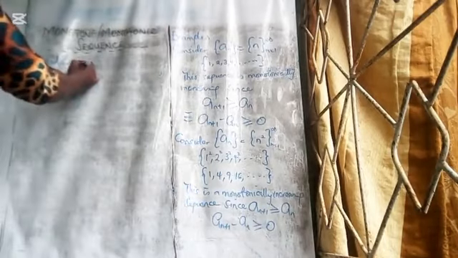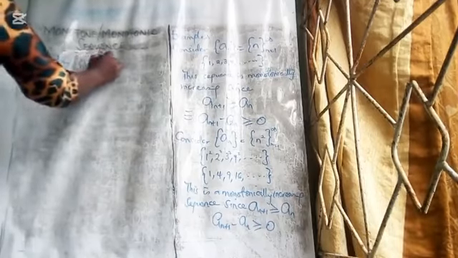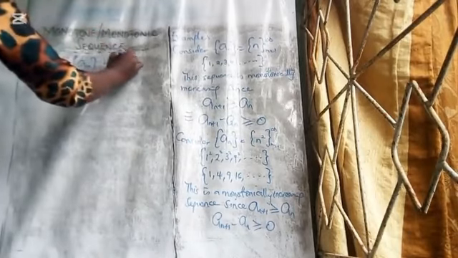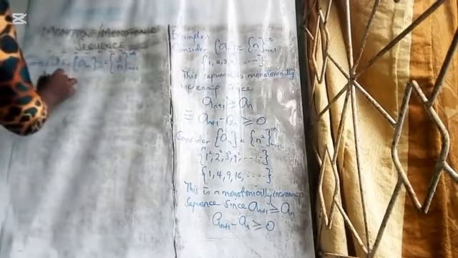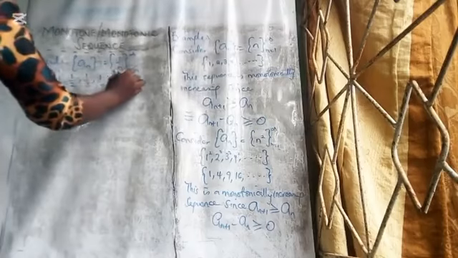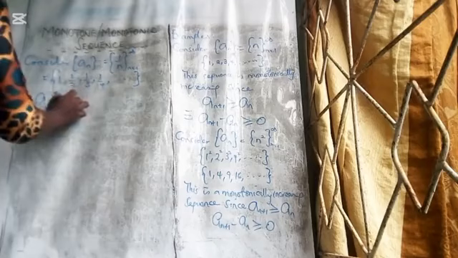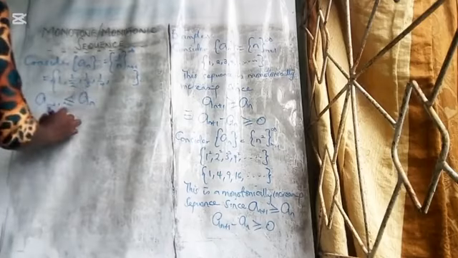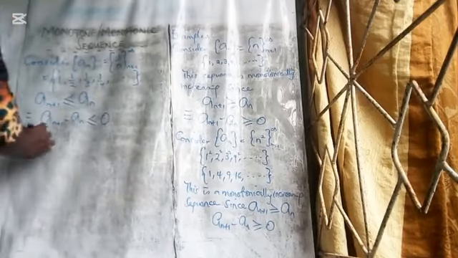Let's consider the sequence of reciprocals of numbers. The sequence a sub n defined as 1 over n as n moves from 1 to infinity. The terms of the sequence are 1, 1 over 2, 1 over 3, 1 over 4, and so on down. We can see that for this sequence, a sub n plus 1 is less than or equal to a sub n, so a sub n plus 1 minus a sub n is less than or equal to 0.